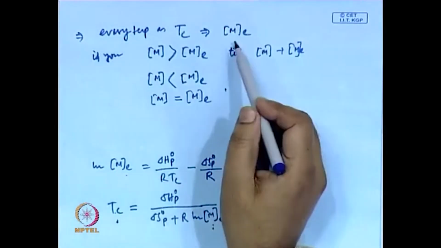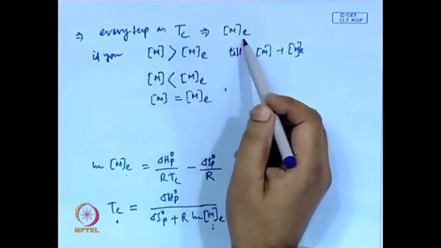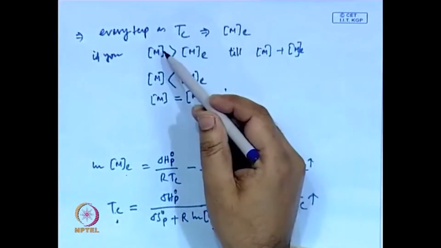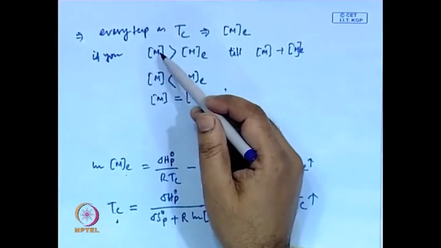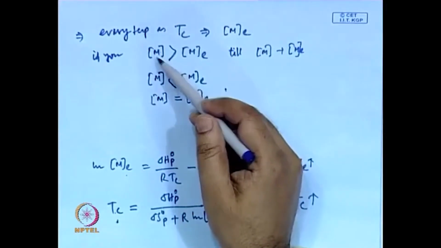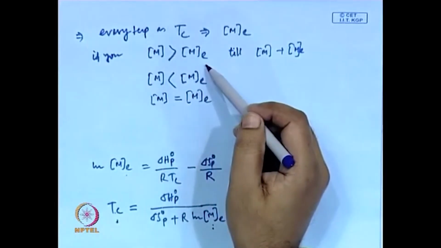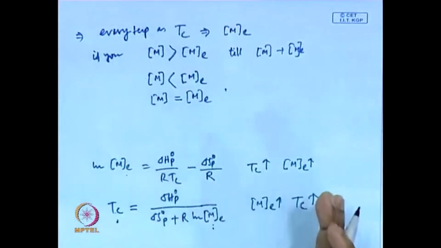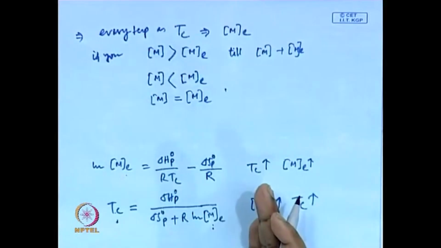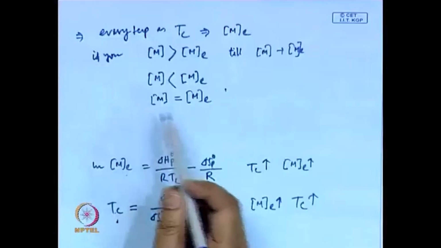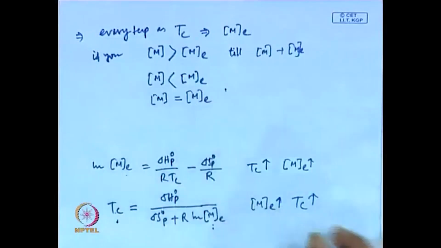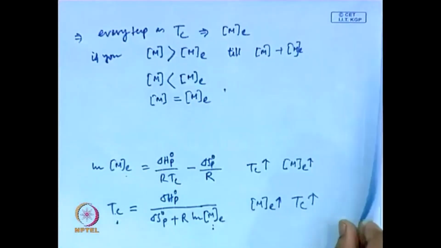So, for every temperature there is a Me value, and if at any point of time the concentration of your free monomer is higher than the equilibrium monomer concentration, the reaction will proceed till the free monomer concentration is the same as the equilibrium monomer concentration. Let us take an example.